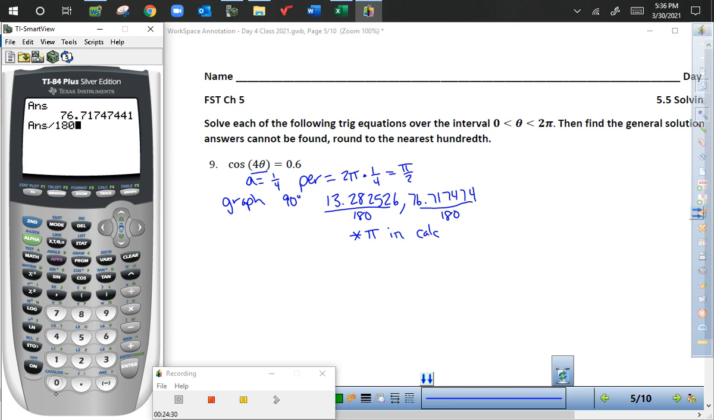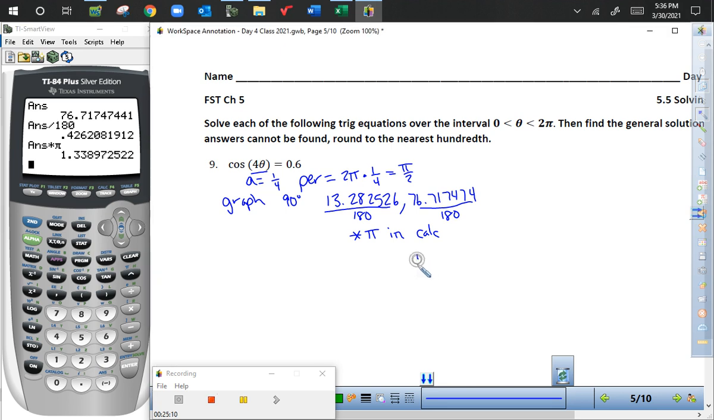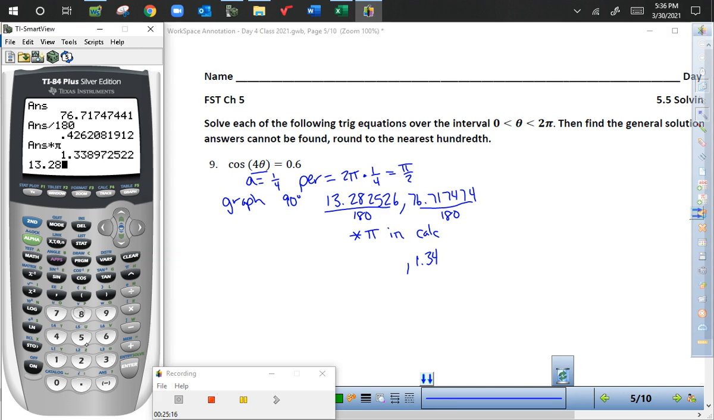Divided by 180, and then I want to actually times pi for this. The reason is I don't want to put an ugly decimal with a nice pi together in my answer. We're just going to have one ugly decimal for the final answer. So this one is 1.34 to the 100th, and we're doing that same thing with the other one. I can't use the answer on this one unless I go back to my graph. I'm not going to do that. I'm just going to type it out. Divided by 180 and times by pi. Okay, and my first one was 0.23.